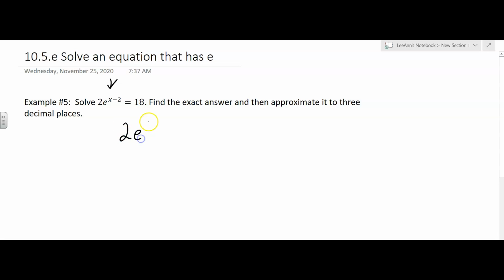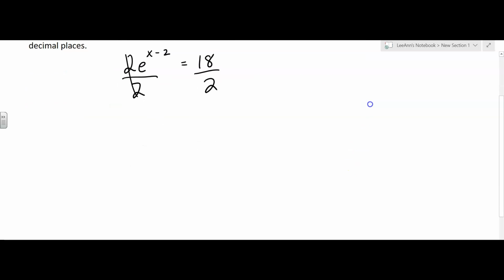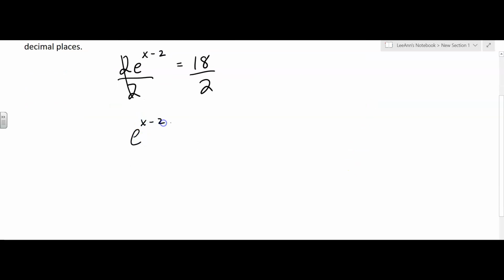So I have 2e to the x minus 2 equals 18. The first thing I'm going to do is divide both sides by 2. And you do that because you want that base by itself. So now I have e to the x minus 2 equals 9.